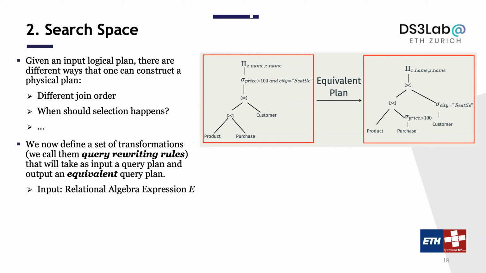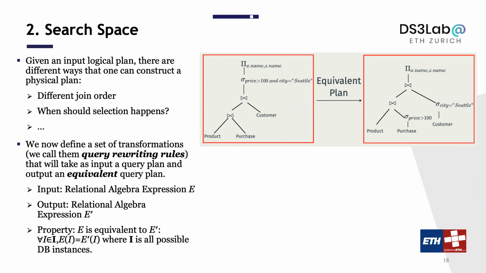The input to a transformation is a relational algebra expression E, and the output of a transformation is another relational algebra expression E prime. When we say they're equivalent, we mean that for all possible database instances I, these two expressions are going to give you the same answer.